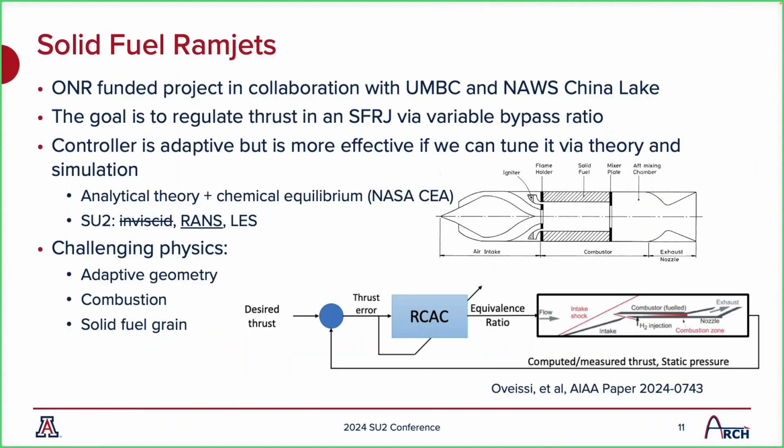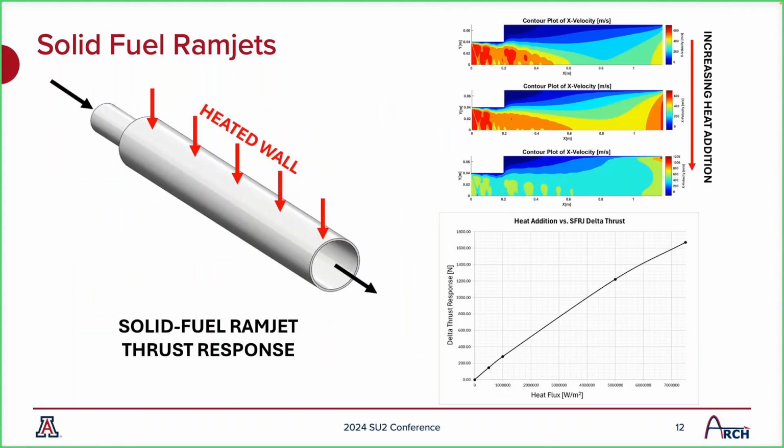Propulsion, I won't go into too much detail here, but we've also used SU2 for some of the solid fuel ramjet project that we're on. This is in collaboration with the UMBC and China Lake. This project is to regulate thrust in the solid fuel ramjet. Typically, this is really hard to do, to actually regulate and control thrust. So the UMBC collaborators are developing a controller, but this controller needs to be tuned via simulations to actually replicate what will happen. So we're looking at it with analytical theory, but we're using SU2 RANS primarily to look at solid fuel ramjets, and I have a slide on that to show where we are.